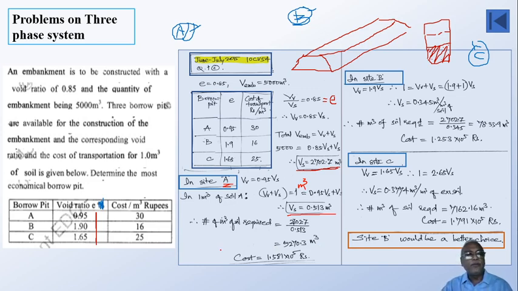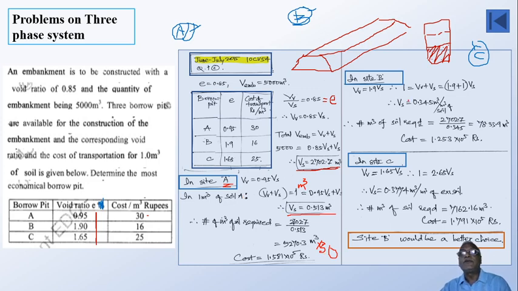But if you want to bring 1 meter cube, there is a cost of 30 rupees. Now, how much will be the total cost? Obviously, you have to multiply this by 30 so that you get the total cost. The total cost becomes 1.581 lakhs. So if you choose site A, you have to spend 1.581 lakhs to make an embankment of 5000 meter cube. That is site A.